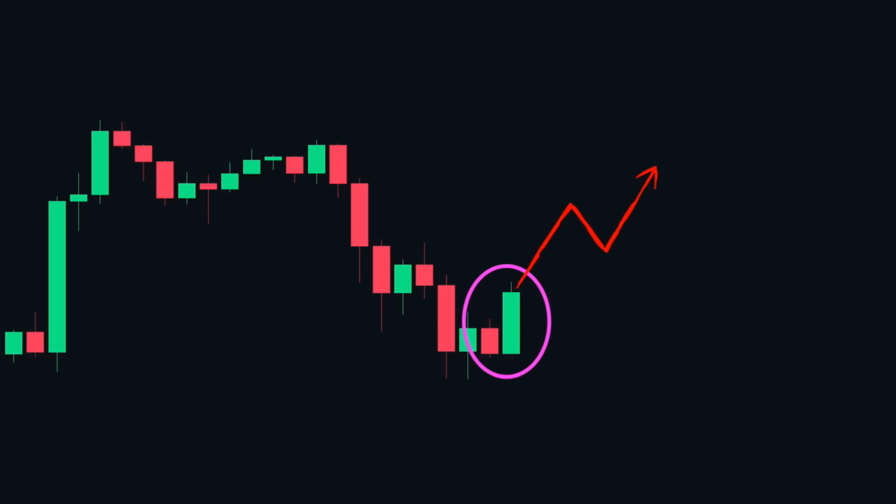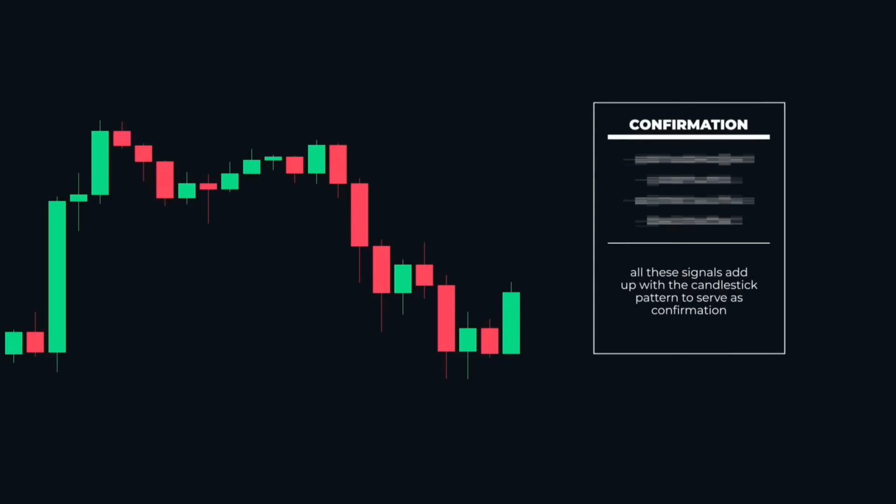This is because the pattern shows that buyers have grown stronger, as seen by the large green candle pushing the price higher than the previous red candle, indicating a possible reversal. The bigger the second candle, the greater the chance of a price reversal. To trade this pattern, we should confirm other factors to support our bias, which we'll discuss later.